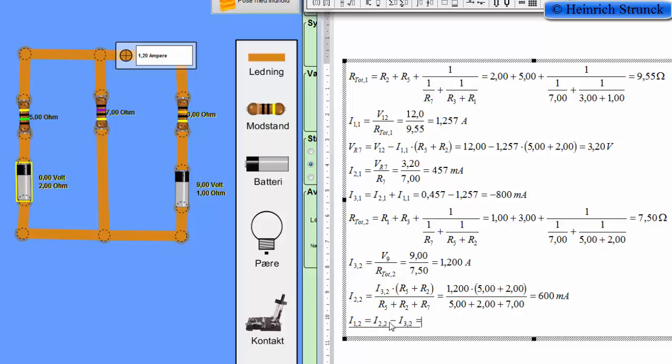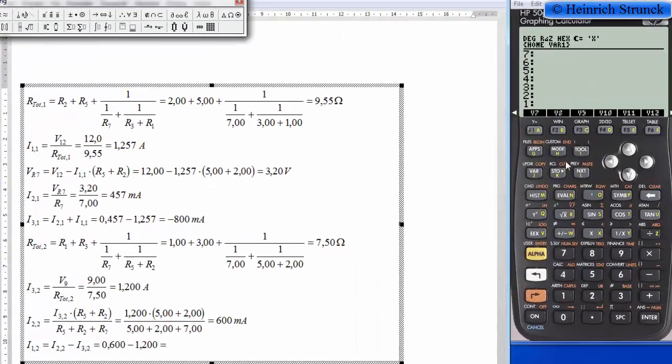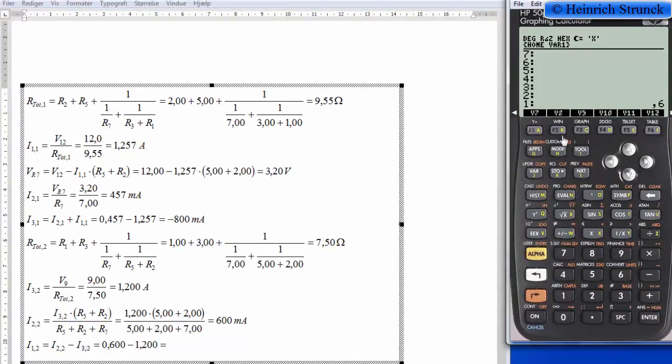So I2.2, 0.600 minus, and then again I3.2 gives us a negative result. Oh, it was number 7 we got this current. So negative 600 milliamp.